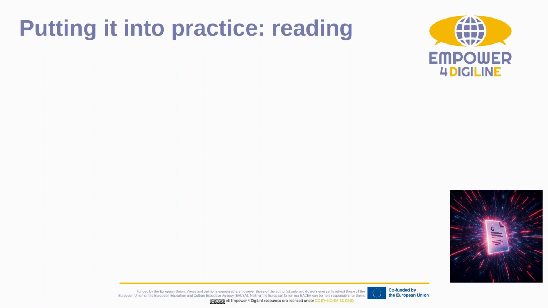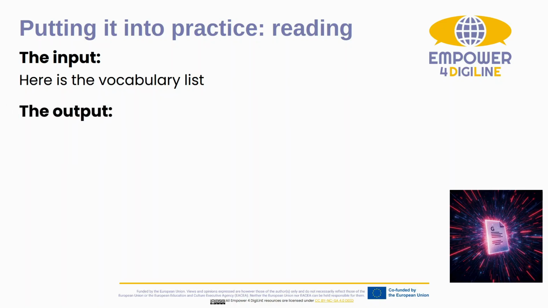All right, so that's the warmers taken care of, and now it's time to get our reading passage so that they can actually practice reading with those vocabulary words. So the input is actually going to be the vocabulary list that we were using last time. I'll copy that into Gemini, and the output that I want, remember I have to specify very clearly how long, how many questions and so on.